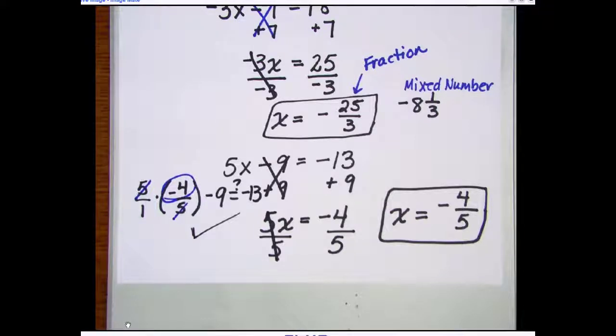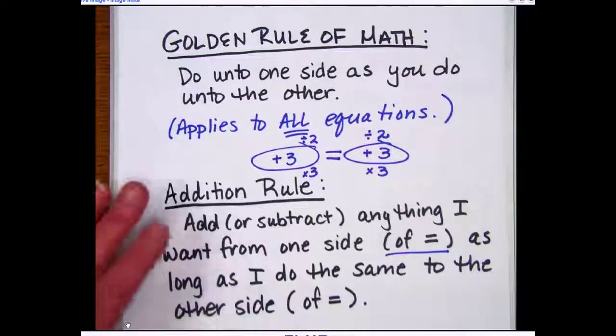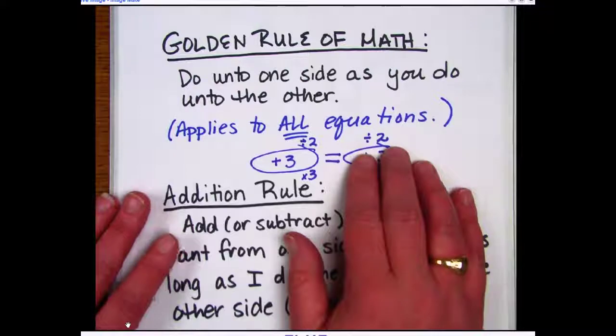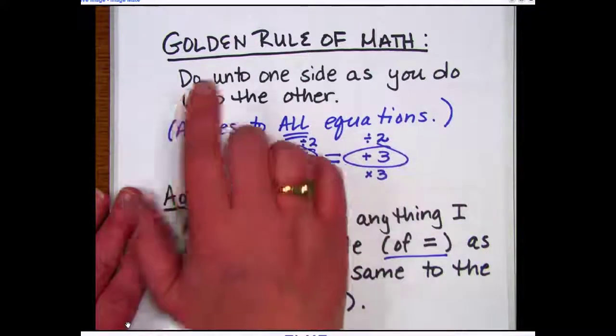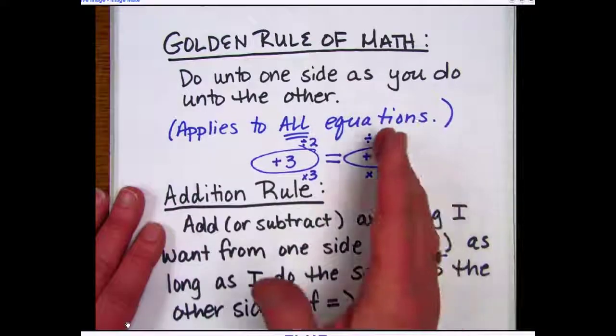All right, I hope that this has helped you learn how to solve equations. Again, we're going to solve them using the golden rule. It applies to all equations, whether they're linear or not, but the main thing we want to remember is we do onto one side as we do onto the other.